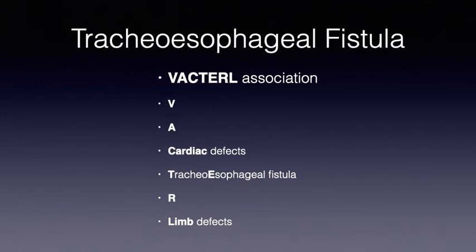And tracheoesophageal fistula is part of the VACTERL Association of mesodermal birth defects. The L of the acronym is for limb defects. The C is for heart defects, C for cardiac. And we can say the T and E together are for tracheoesophageal anomalies.